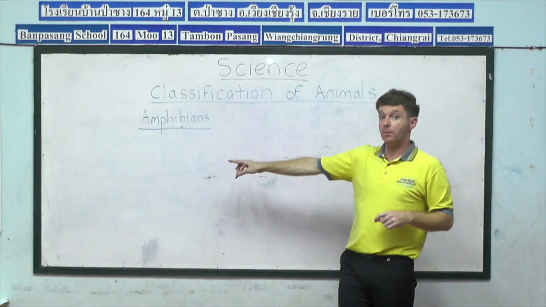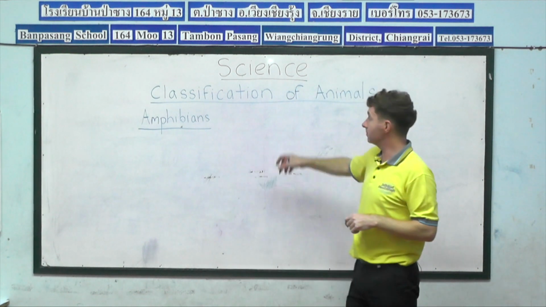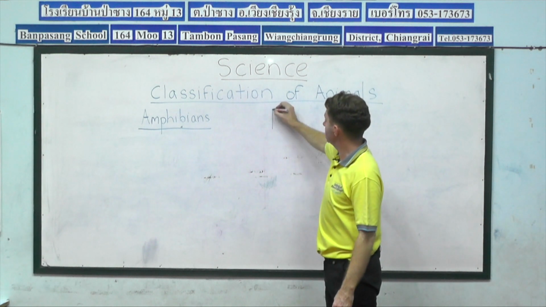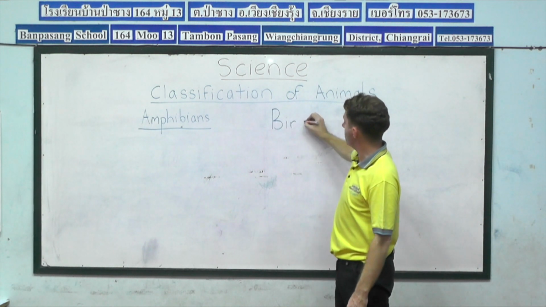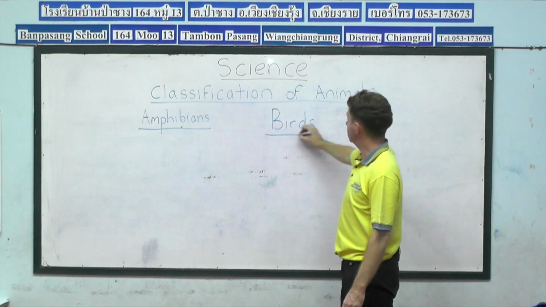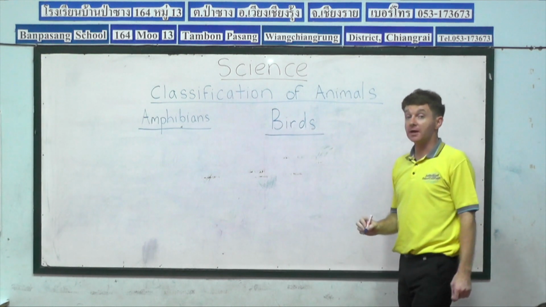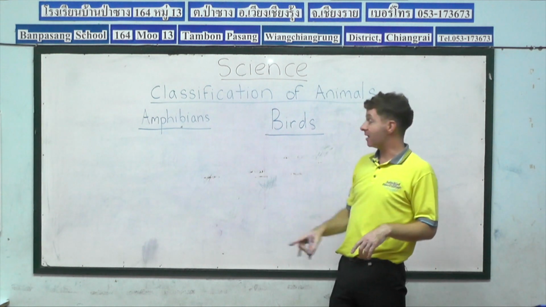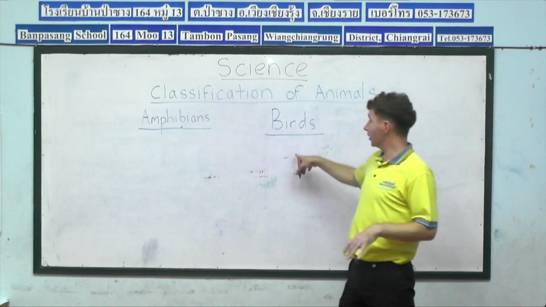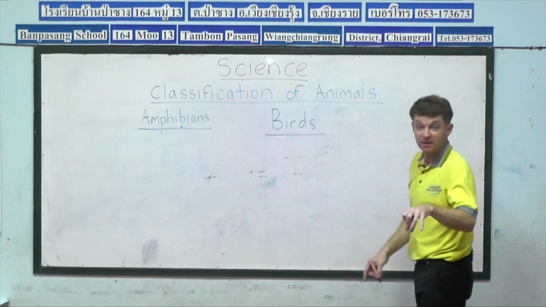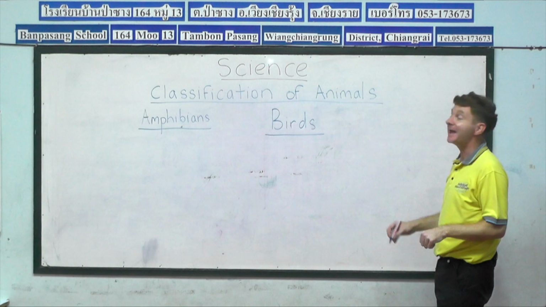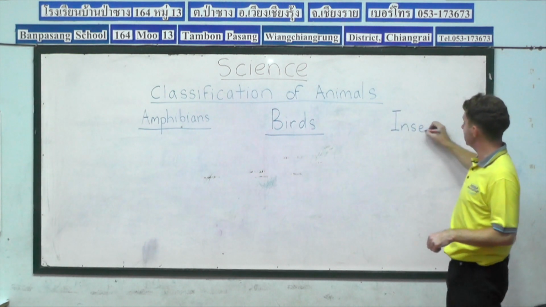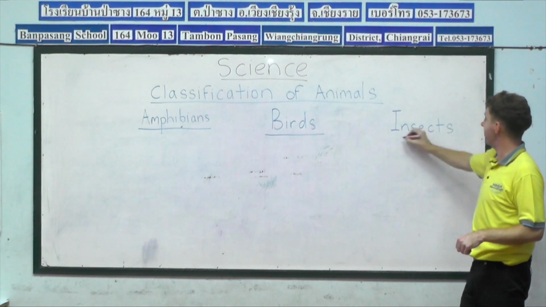So we have 1 column on the board here. And our next column of animals, the ones that can fly, birds. B, I, R, D, S. Excellent, guys. So remember, if your picture, you have to decide which group of animal you think it is. Amphibians here, birds here, and our final category, the small crawly ones, insects. Yes. I, N, S, E, C, T, S.